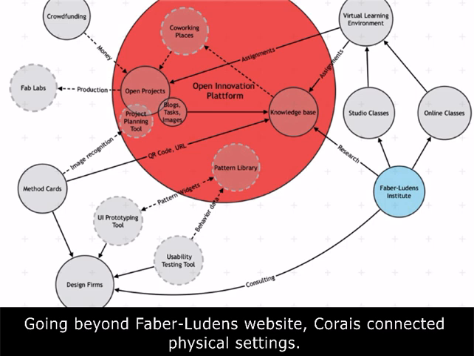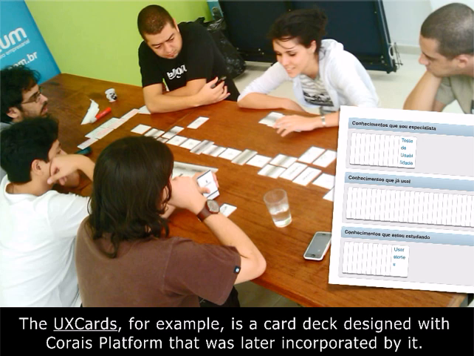And going beyond Fabeludens' website, we also had connections to physical spaces. We envisioned Corais being a platform that would connect Fab Labs, studios, and we would have this signature method cards, which became known as UX cards. And after we designed these cards using the platform, and they later on tried them out in some organizations we work with, we integrated the cards on the website, or better put it that way, in the platform. Corais platform has virtual cards, and you can play them out similarly as you would do on a table.